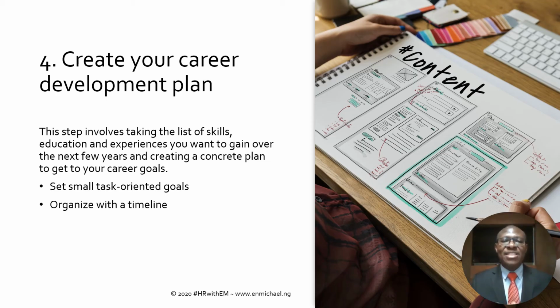Then organize it with the timeline. Put timeline. You've listed all those things. Organize them with the timeline. Like I said, daily, weekly, monthly, quarterly, annually. Okay, you organize those things. And then as you're writing out this, you need to think smart. You need to be specific. Okay, when we talk about being smart, you need to be specific.